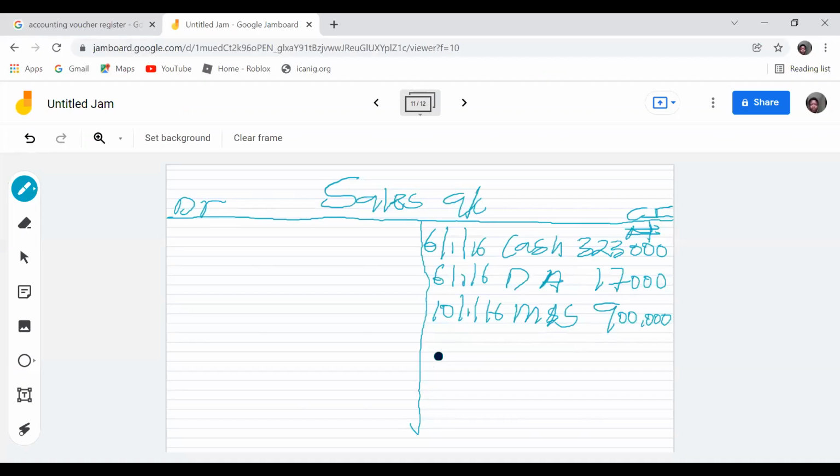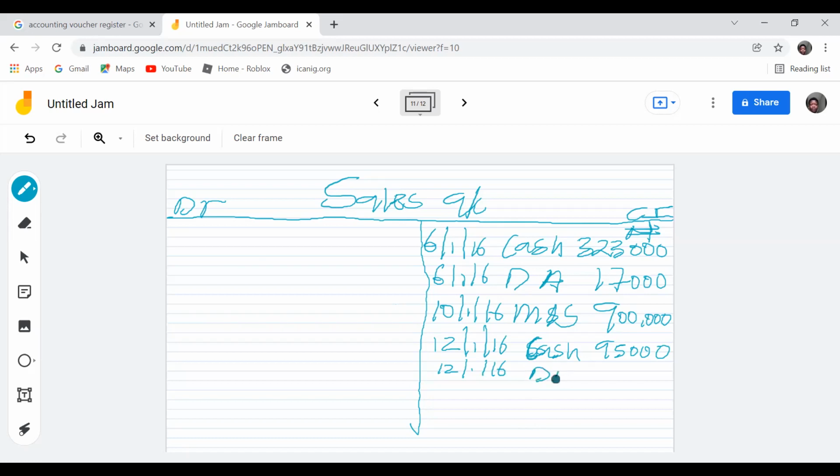So we have, on the 12th, a card sales of 95,000. Then you are going to say on the same date as well, which is what?